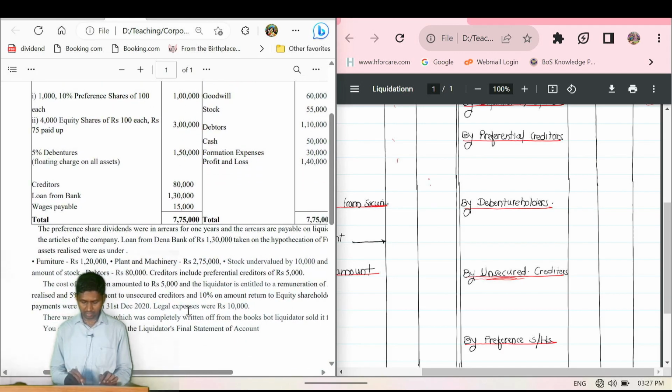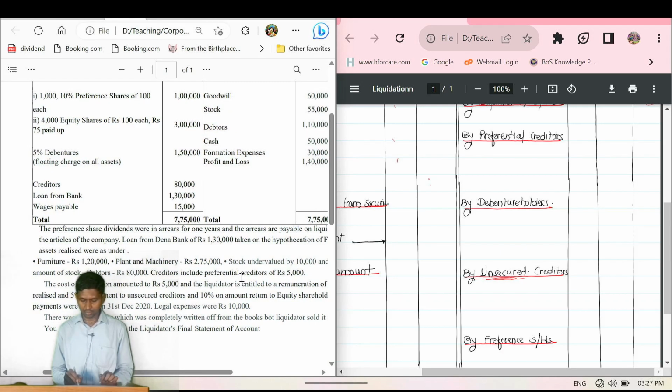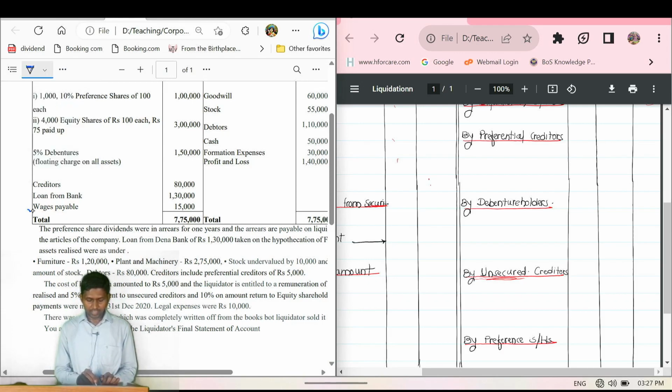we do not have legal expense, that is different. Now related to government, creditors include preferential creditors of rupees 5,000, okay. And now what is this? Try to understand. Wages payable, by reading the item name you will understand this is related to worker, therefore in the preferential group, correct. We will write this 15,000 directly.